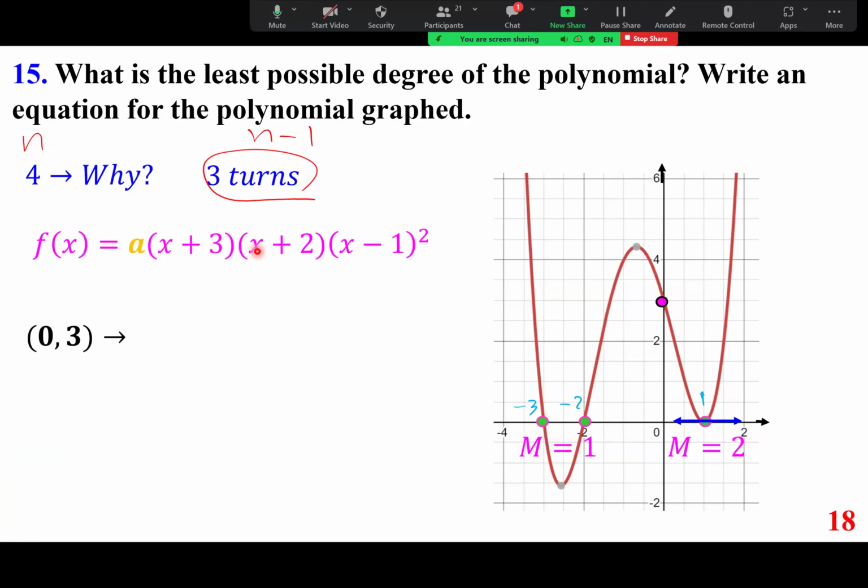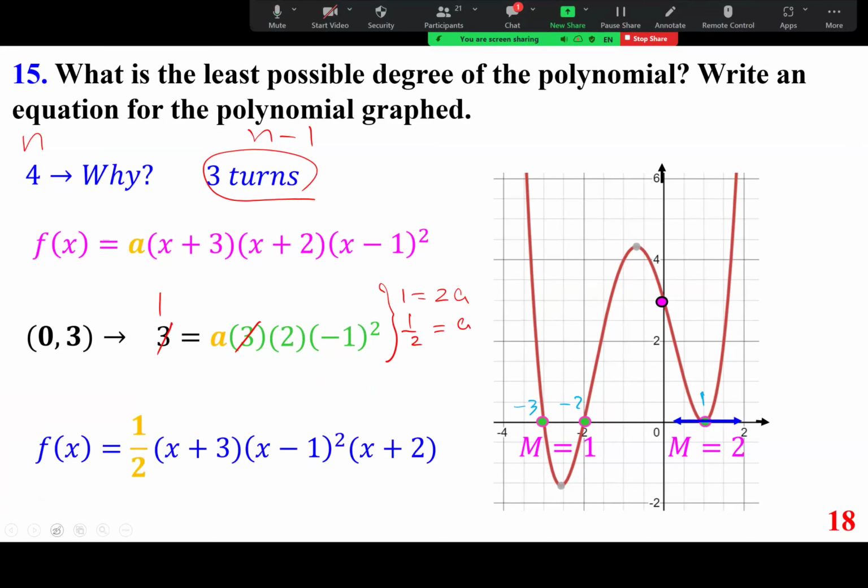So plug in 0, you get 3. 0, you get 2. 0, you get negative 1 and squared. And so this is positive one because you square it, times 2 times 3, 6. Just drop the 3. And so you have 1 equals to A, equals 1/2. Plug it in, you're done. So that's pretty straightforward, everybody.